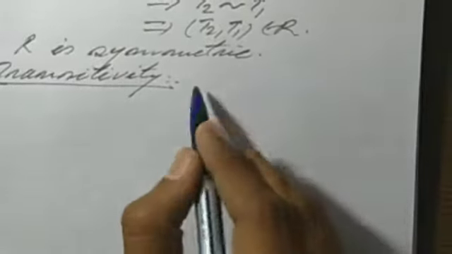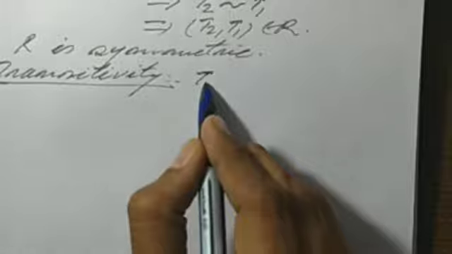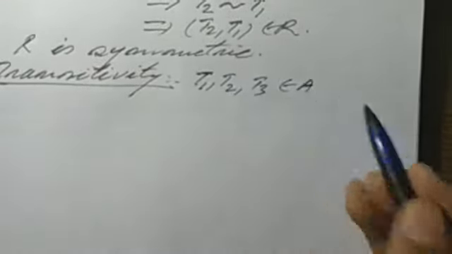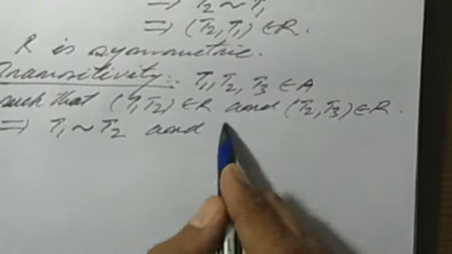For transitivity, let us take three arbitrary elements of set A, T1, T2, T3 belong to A such that (T1, T2) belongs to R and (T2, T3) also belongs to R. It implies that T1 is similar to T2 and T2 is similar to T3.